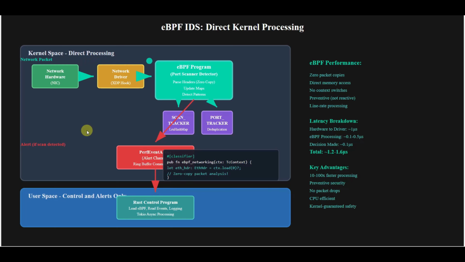For example, we have something called XDP, that is eXpress Data Path. These catch the packets at the network driver level before any kernel processing. Then we have traffic control, which we have used in an example here. This intercepts the packet after basic parsing, but before the routing decision. And we have many more, like socket filtering, tracepoints, kprobes, and uprobes. We'll be discussing more over here.